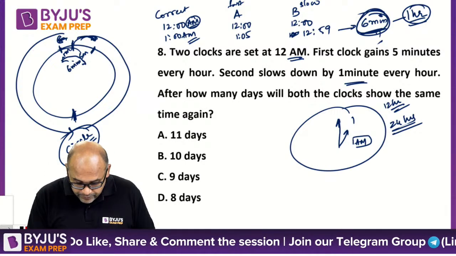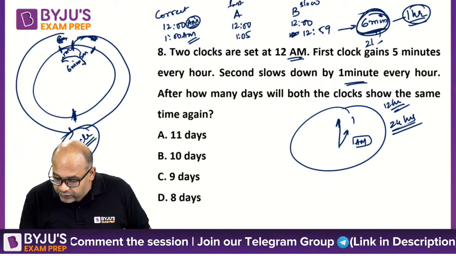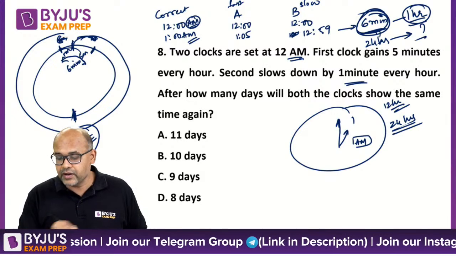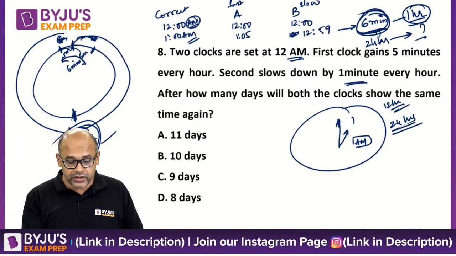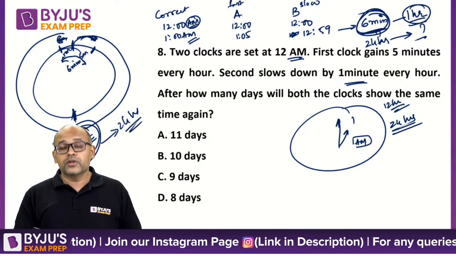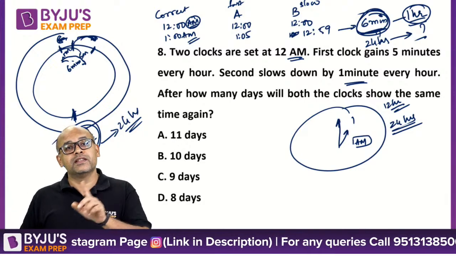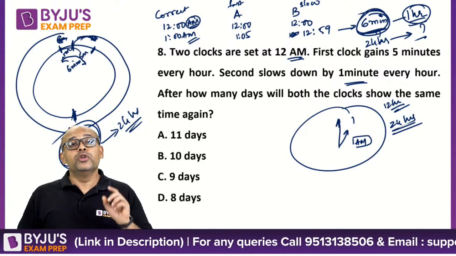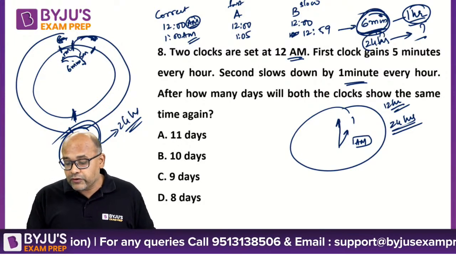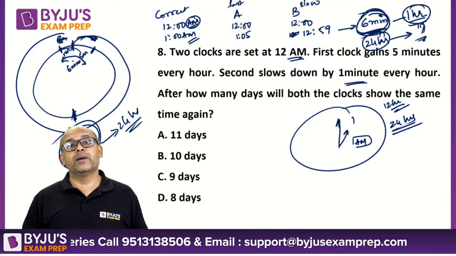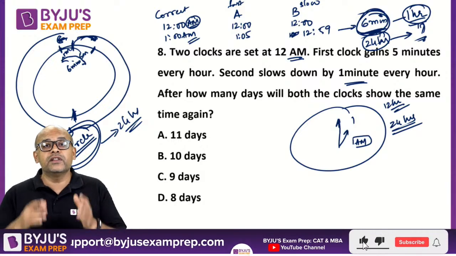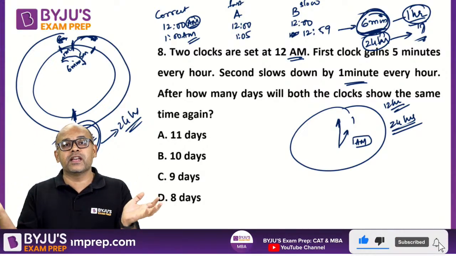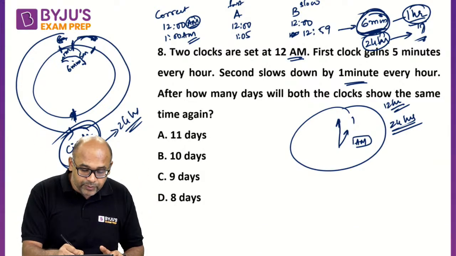Yes. So this should be: 24 hours will take how many? So you want the distance covered between them to become the full circle. The full circle is 24 hours. So they will cover a distance of 6 minutes in 1 hour. You want the total distance to be covered as 24 hours. How much time will it take for them to cover the full 24 hours? That is the question. Because the distance between them will keep increasing. At a certain point, they will both come.